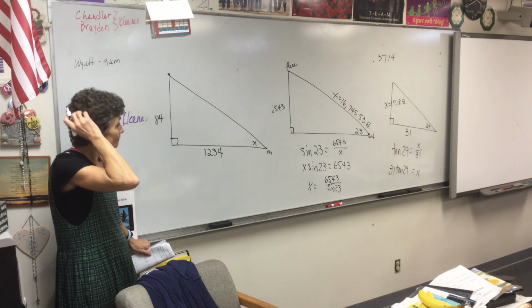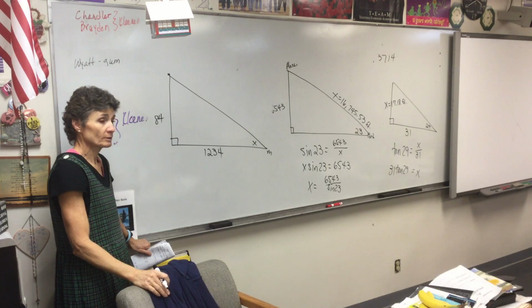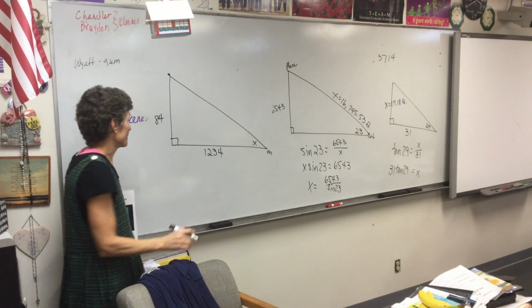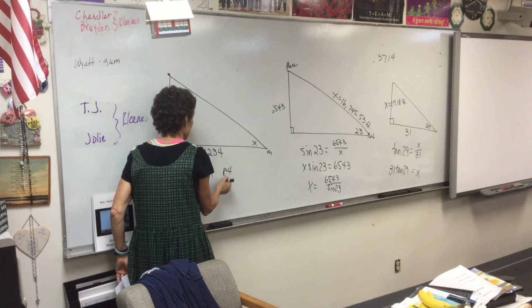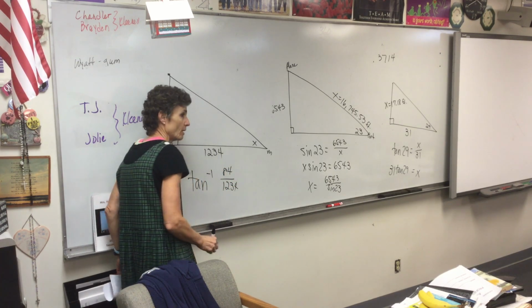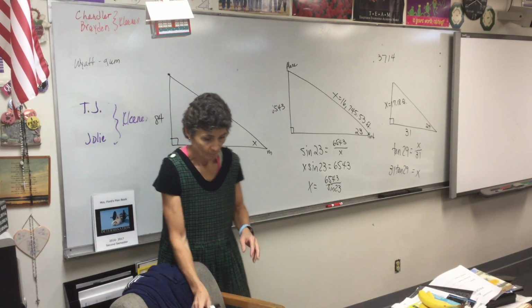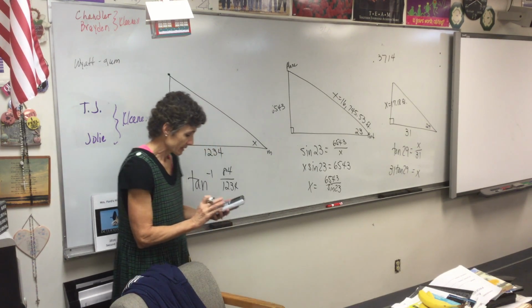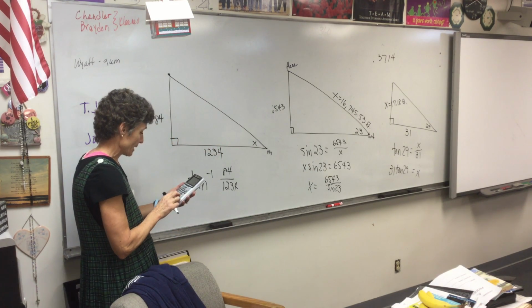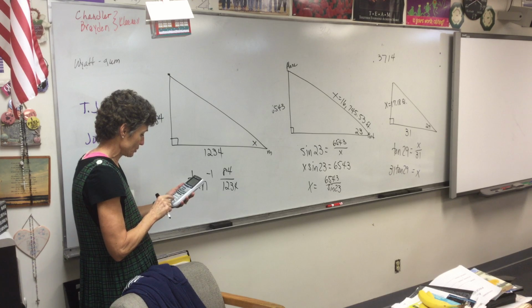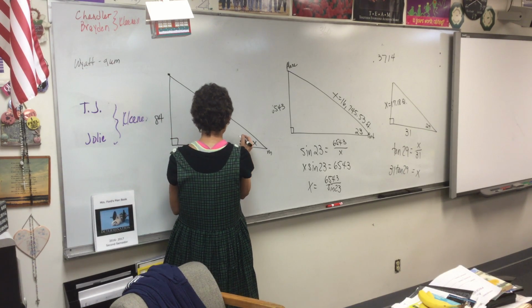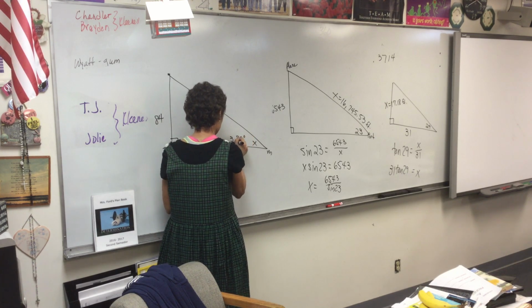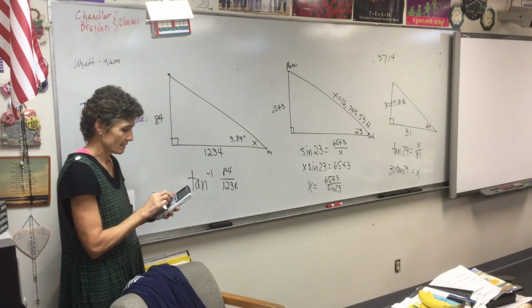What function? Tangent. Special tangent or regular tangent? Special. I want the angle whose tangent is 84 over 1, 2, 3, 4. So second tangent, 84 divided by 1, 2, 3, 4. Oh, I got a little tiny number. Did you get 3.89? Yeah. So 3.89 degrees.